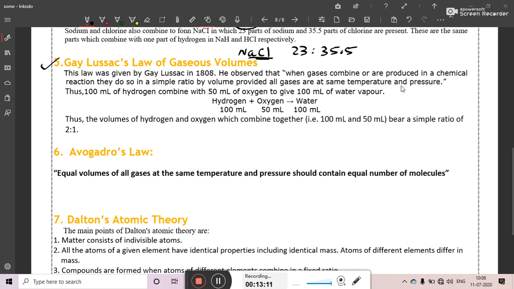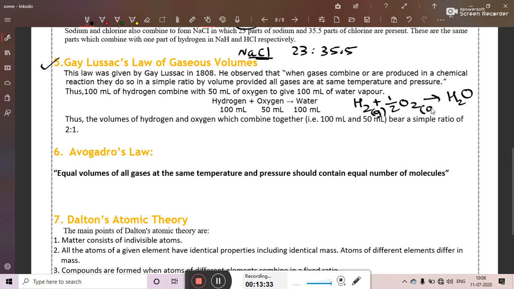Okay. Let us take an example. Hydrogen reacts with oxygen to form water. Okay. So in this case, hydrogen reacts with oxygen to form water. So here reactants are gases.